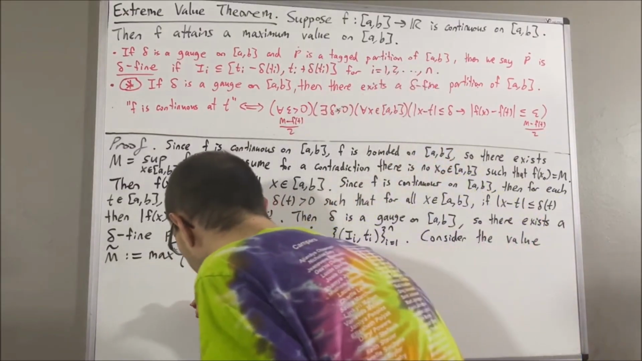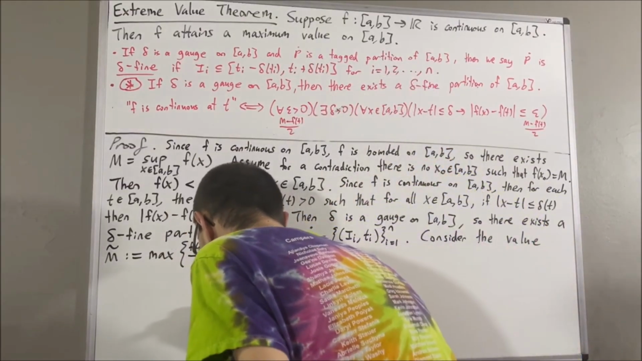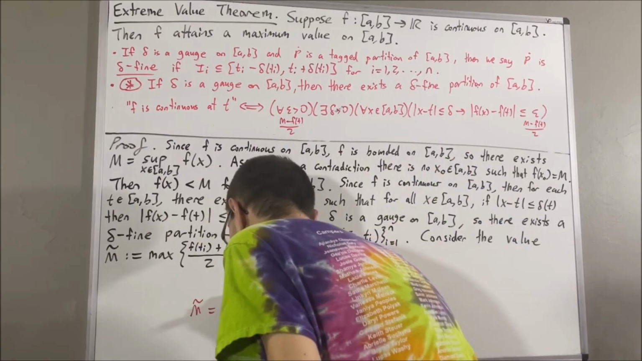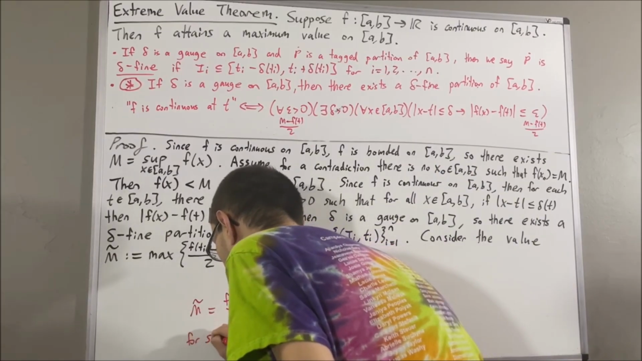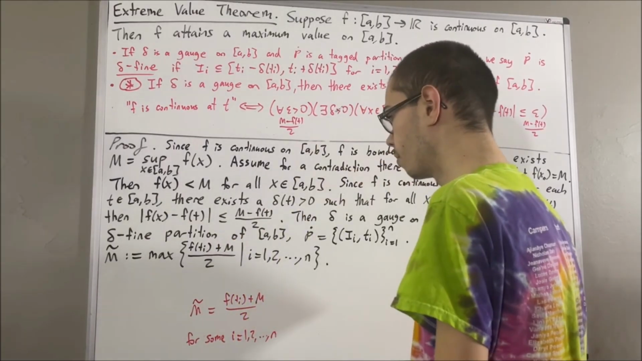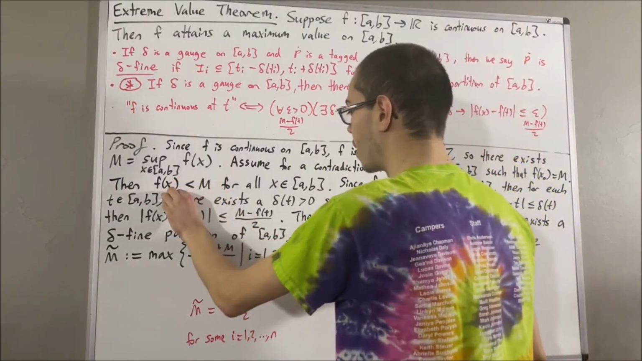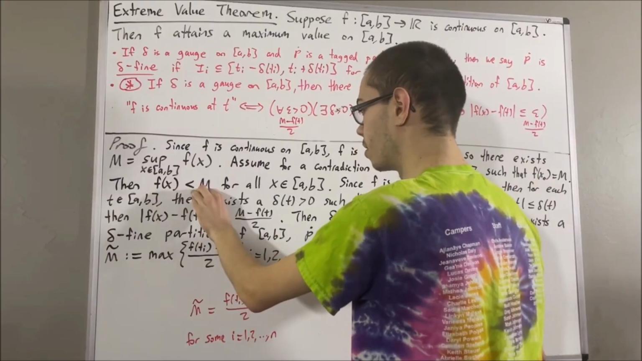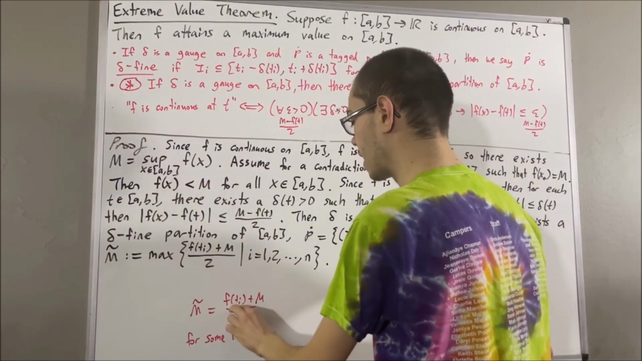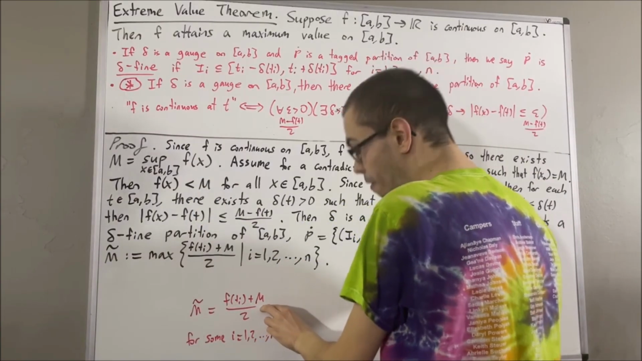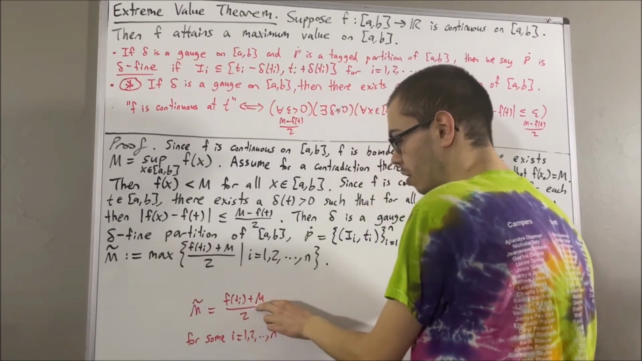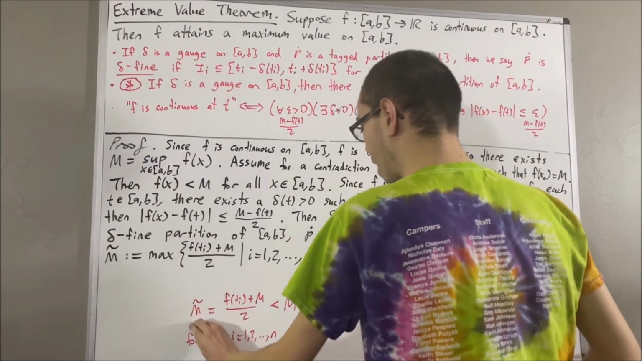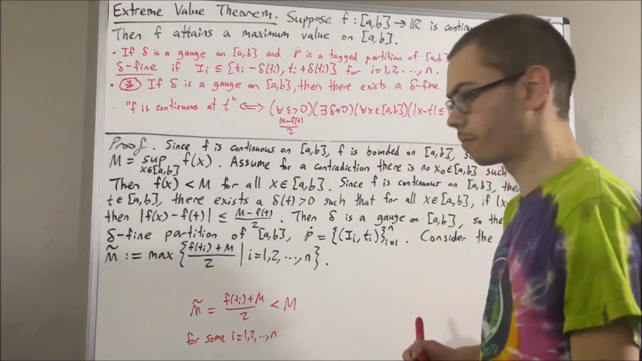So we can say m tilde is equal to f of t_i plus m over 2 for some integer i between 1 and n. But remember, every output value of the function f is less than m. So in particular, f of t_i is less than m. Therefore, m must be greater than the average of these two numbers. And so this shows m tilde is less than m.